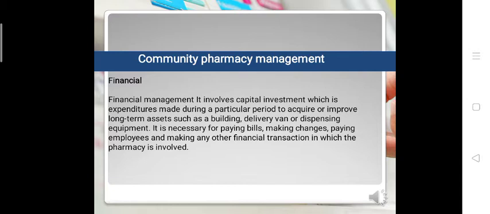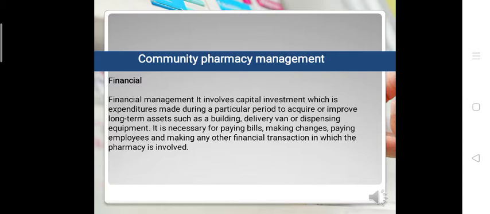So let us understand. Financial management involves capital investment, which is expenditure made during a particular period to acquire or improve long-term assets such as a building, a delivery van or delivery vehicle, whatever suitable one, and dispensing equipment. It is necessary for paying the bills, making changes, paying employees, making any financial transaction in which the pharmacy is involved. So this involves everything from buying to selling. Okay, wherever you have money, wherever the term money has been used, that all comes under financial management.